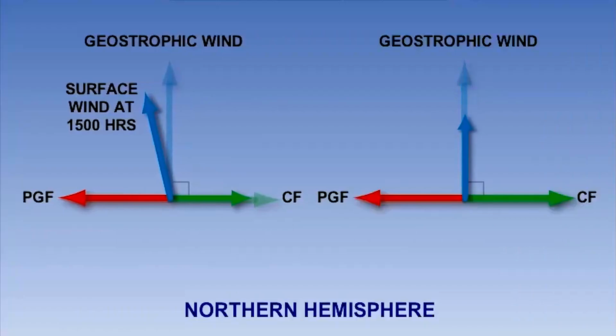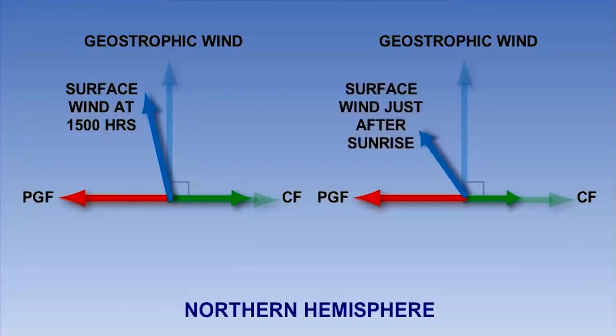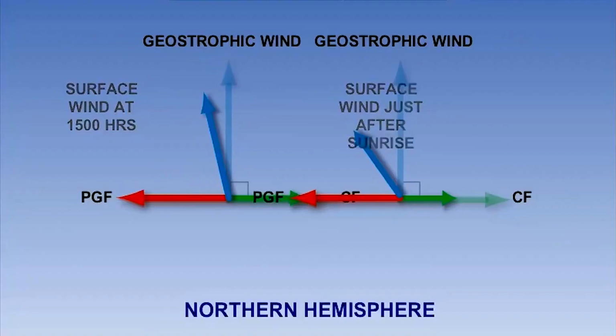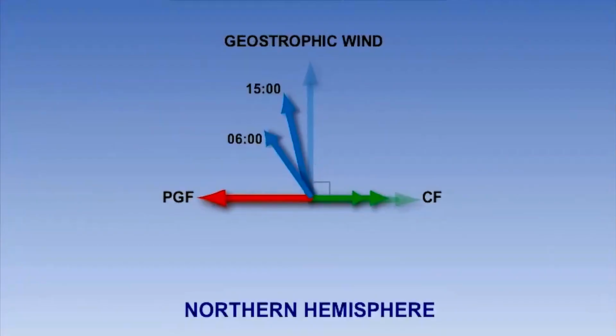But at 0600 hours, the surface wind is at its lowest and the reduction in the Coriolis force is much greater. Therefore, the surface wind will be deflected by a greater amount from the geostrophic. The surface winds will simply move between these two extremes depending on the time of day.